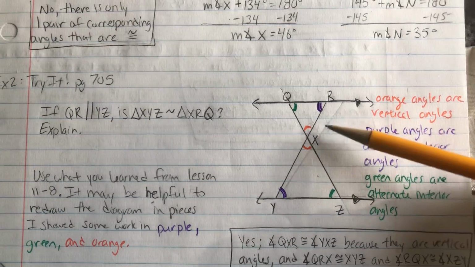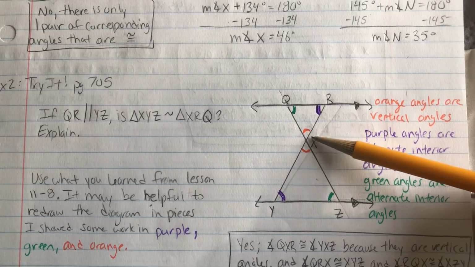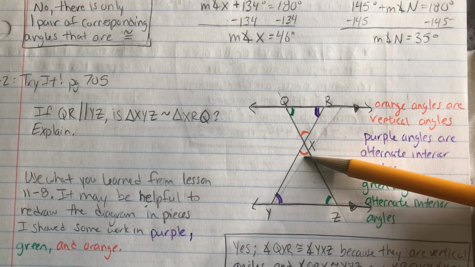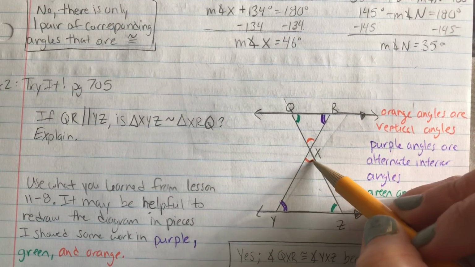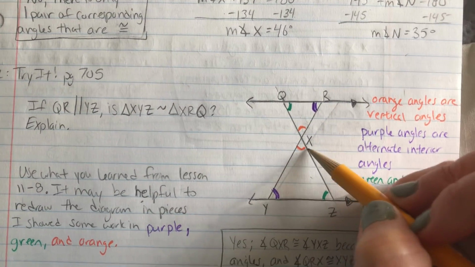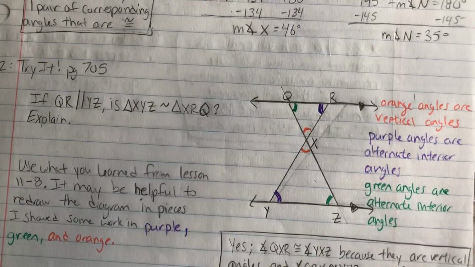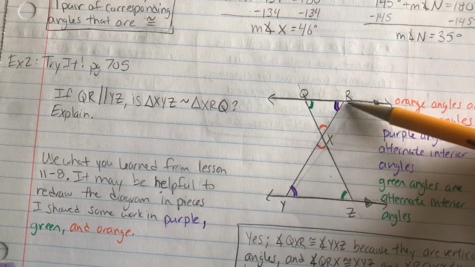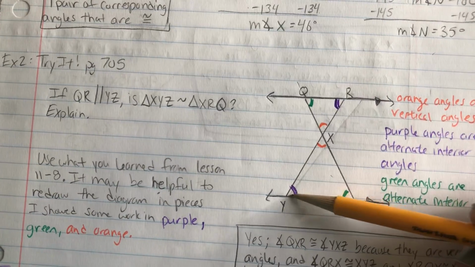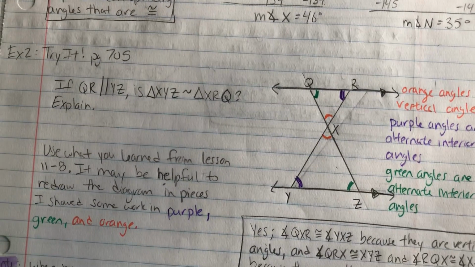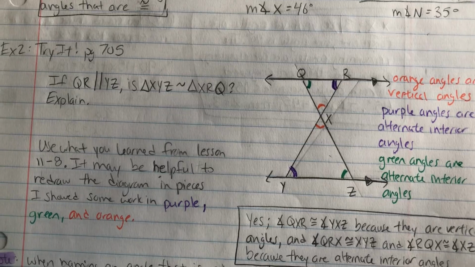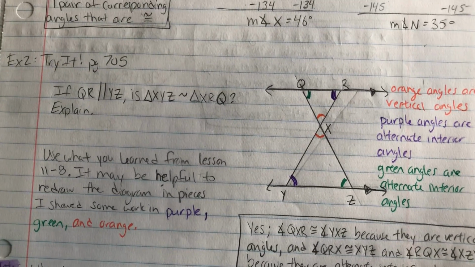Okay, so here we have, I like to start with the orange here. Here we have a pair of vertical angles being formed, which means these orange angles have to be congruent. So from there, we already know that angle QXR and YXZ are congruent. Now we need to prove a second pair of corresponding angles being congruent.